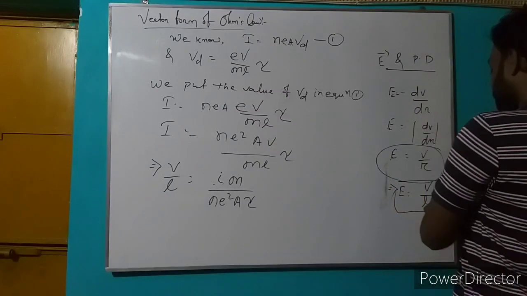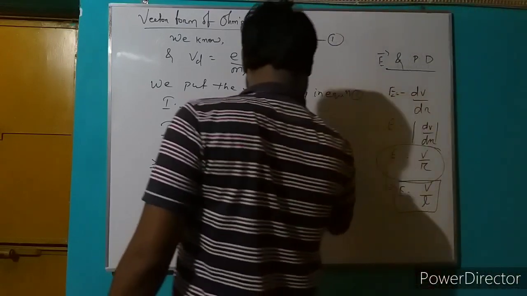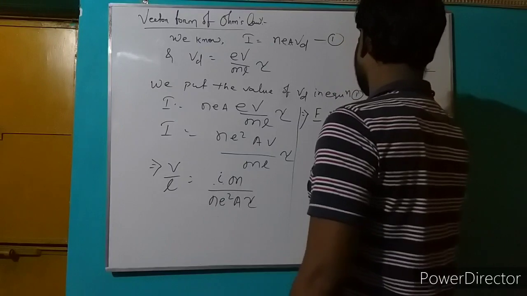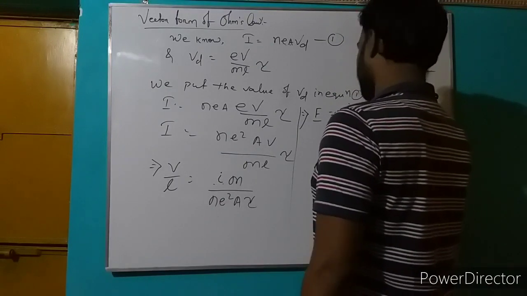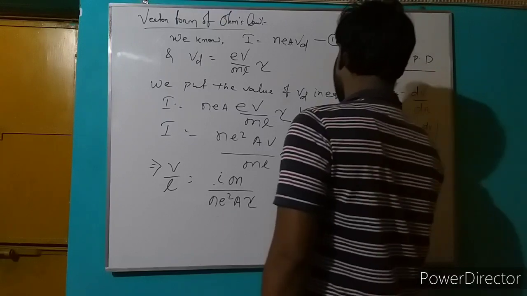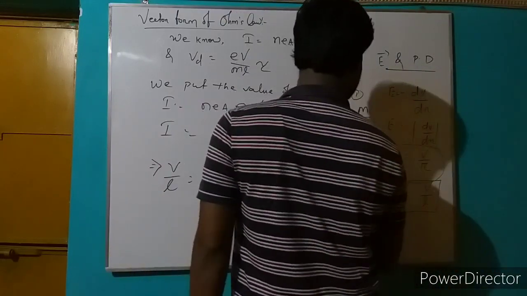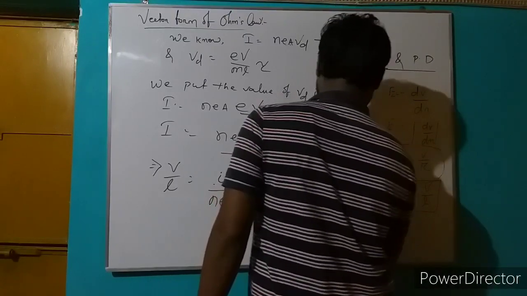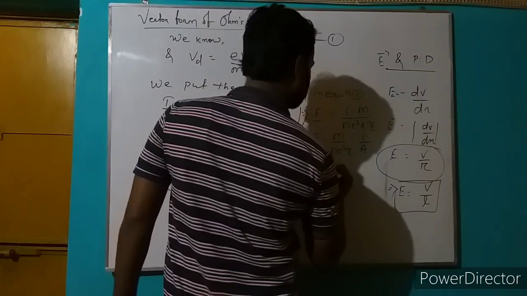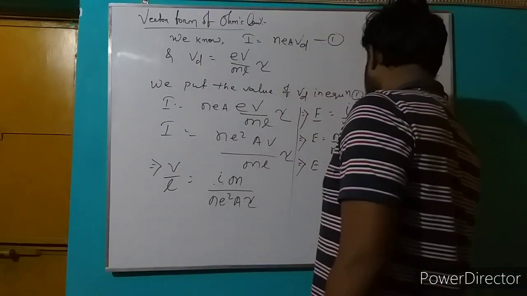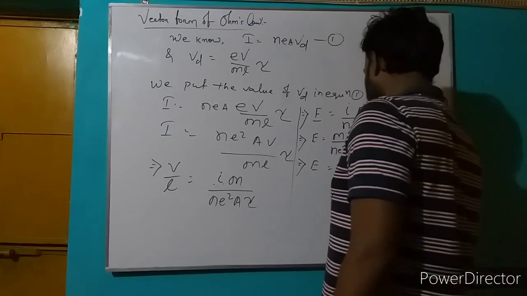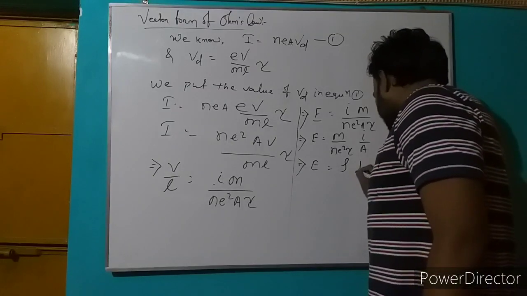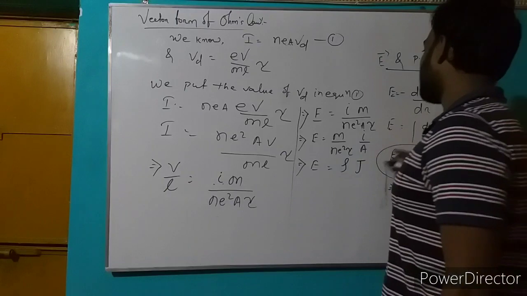If you put the value V by L in the form of E, then V by L equal to E equal to I m by ne square A tau. That implies E equal to m by ne square tau into I by A. Here m by ne square tau can be represented as rho, and I by A we represent as J. J means current density.